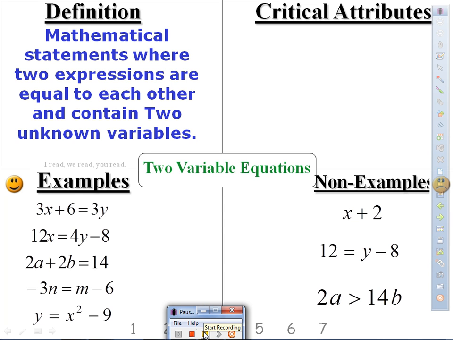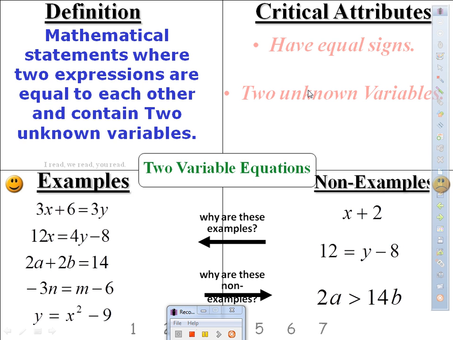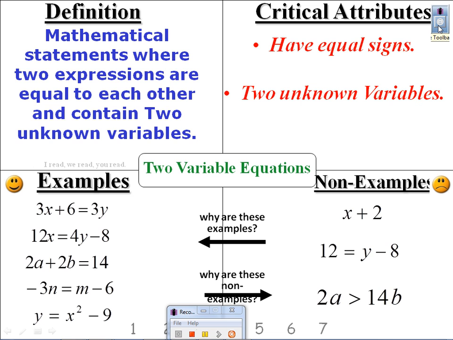All right. So the most important thing to remember about equations, they need to have what? An equal sign and two variables. Write that down, please. Have equal signs and two unknown variables. Equal sign and two unknown variables. Okay? Copy that, please.